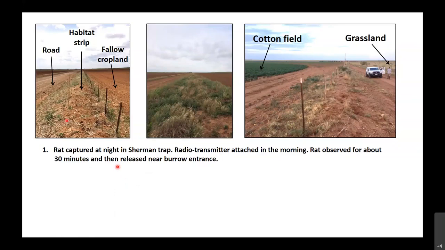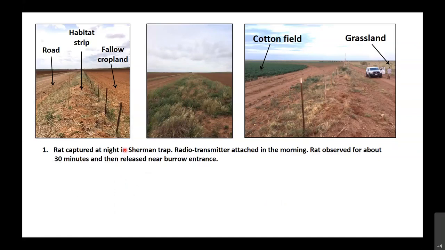So again, here's typically where we would find their burrows, in these strips of habitat along these rural roads, oftentimes where there was cropland, sometimes fallow, sometimes not. Occasionally, the strips of roadside vegetation would be a little bit more heavily vegetated.